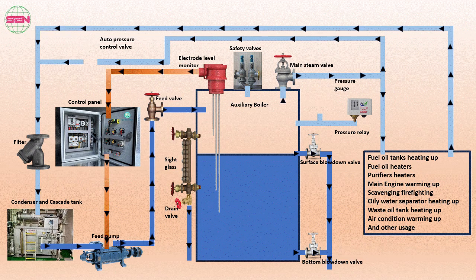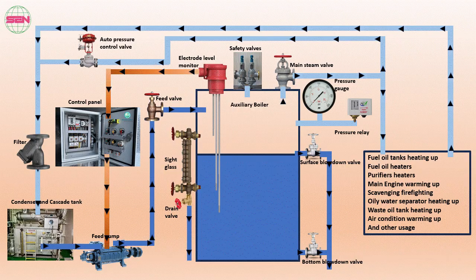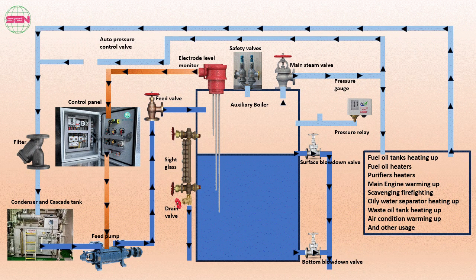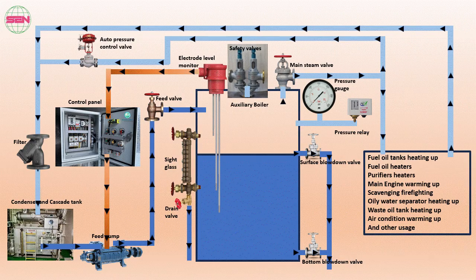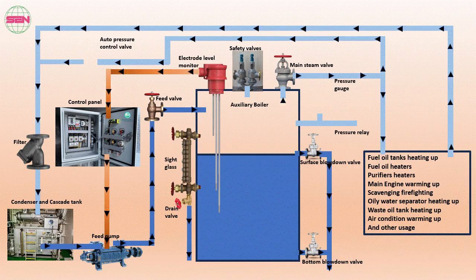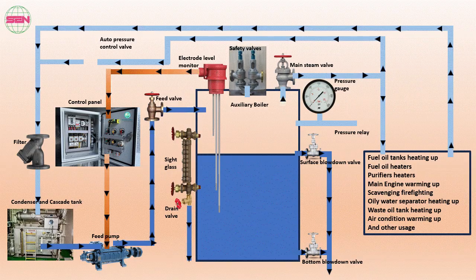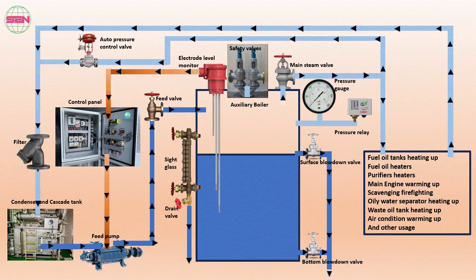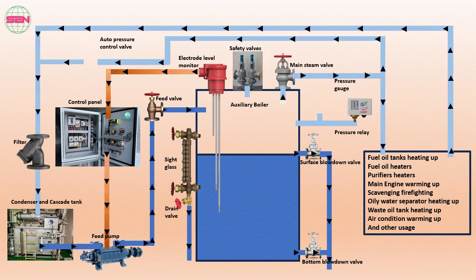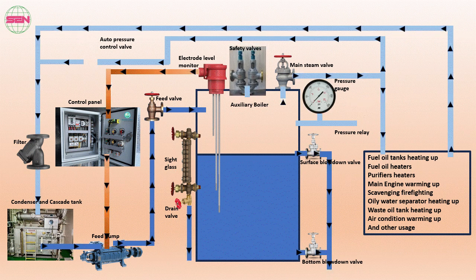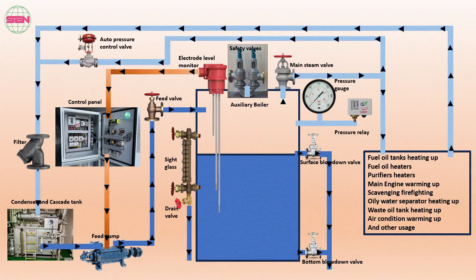For some reason, the auto pressure control valve may not work. If steam pressure increases higher than normal, the pressure relay will activate and raise an alarm to get attention. In case the steam pressure continuously increases without control, the safety valves will pop up immediately to release the pressure and keep the boiler safe from explosion. The popping up pressure is set equal to 1.25 times the working pressure.